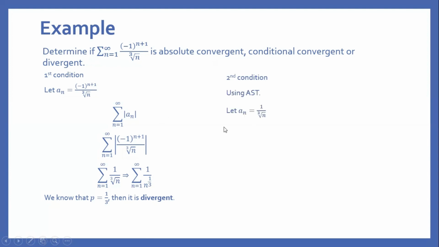Using the alternating series tests, let a sub n equals 1 over cube root of n. Ayan. So, same lang din dun sa nauna, a sub n plus 1 is less than a sub n. Substitute lang natin, we have 1 over cube root of n plus 1 is less than 1 over cube root of n. So, dahil mas mataas yung denominator, mababa yung magiging value kapag fraction. So dahil mas mababa ito, we can say that the 1 over cube root of n plus 1 is less than 1 over cube root of n is true.